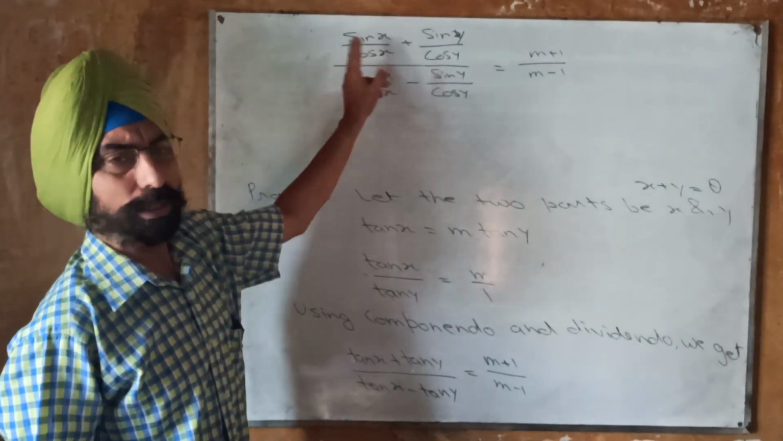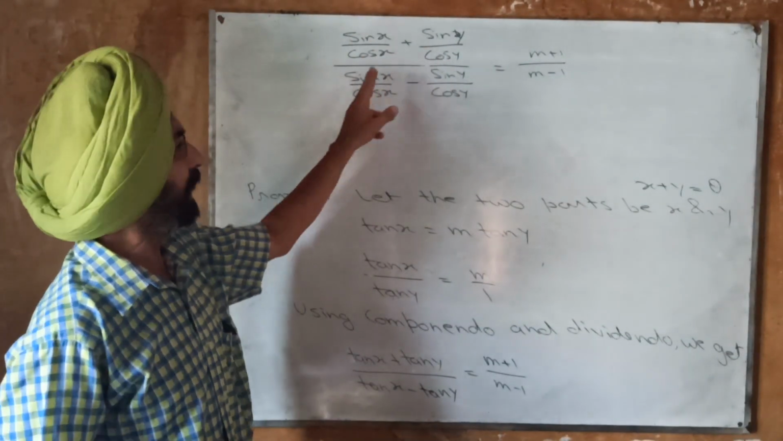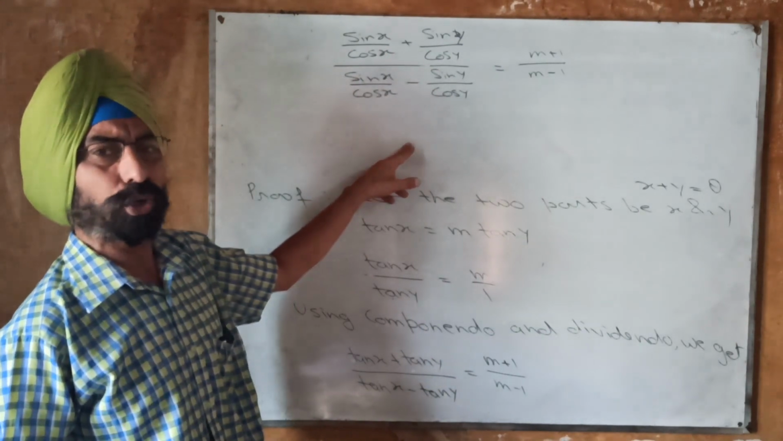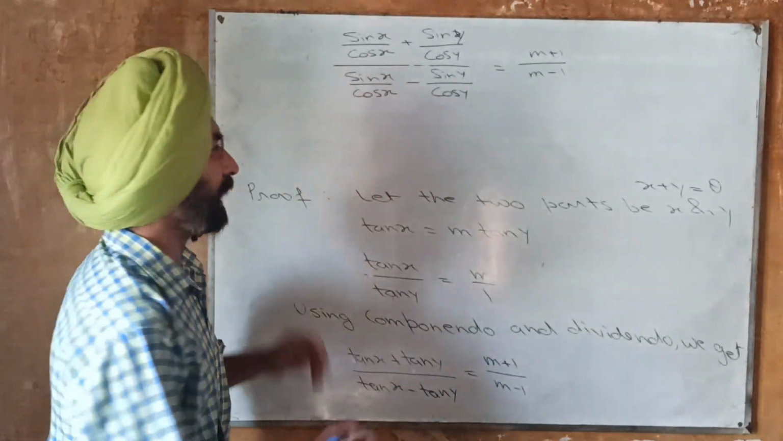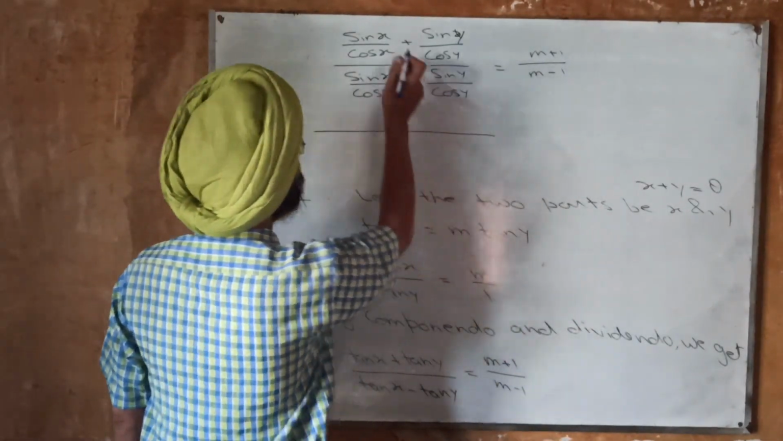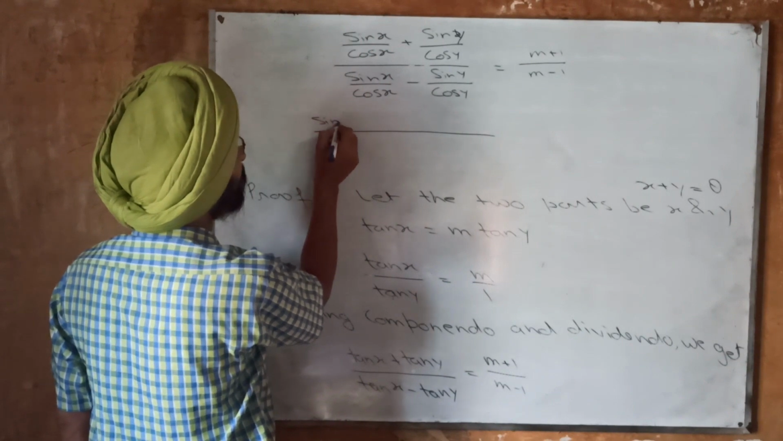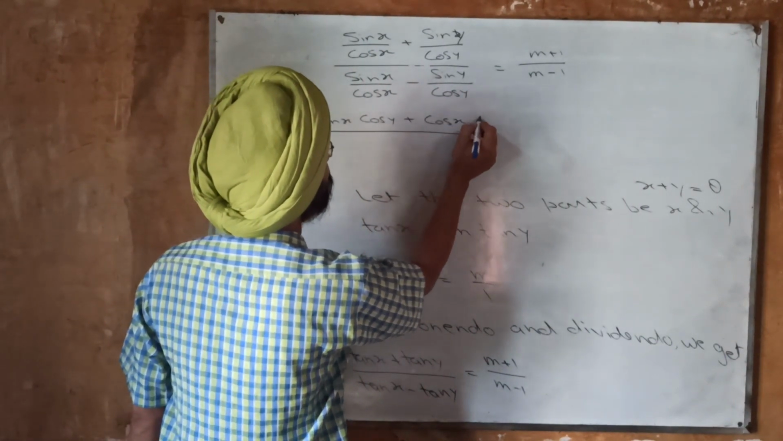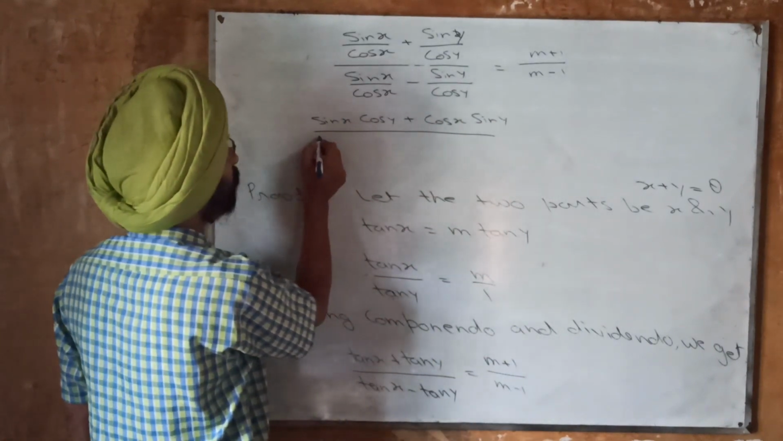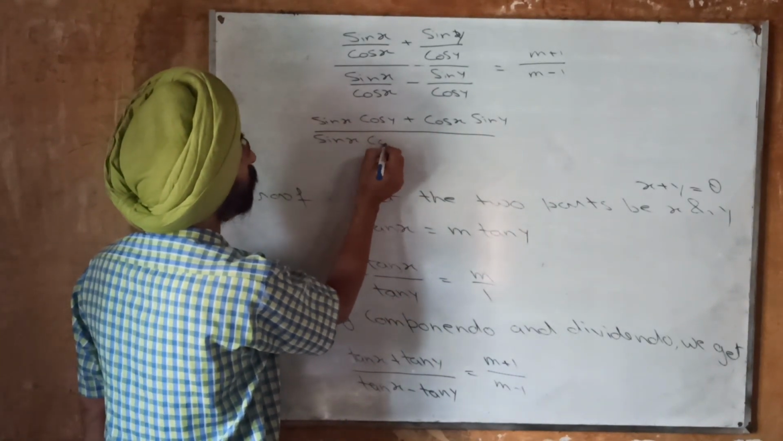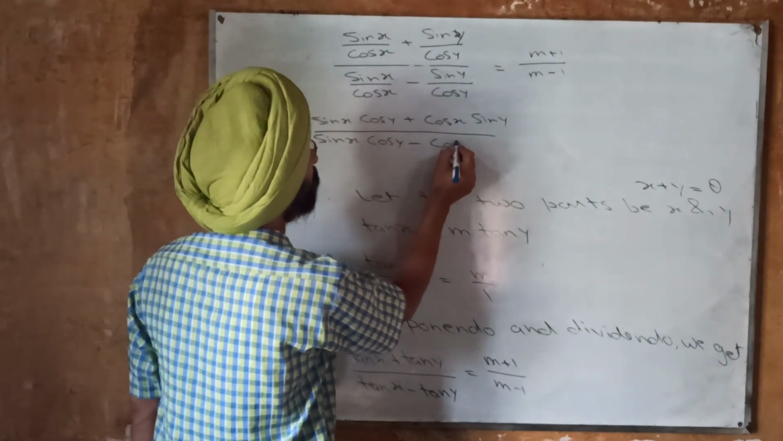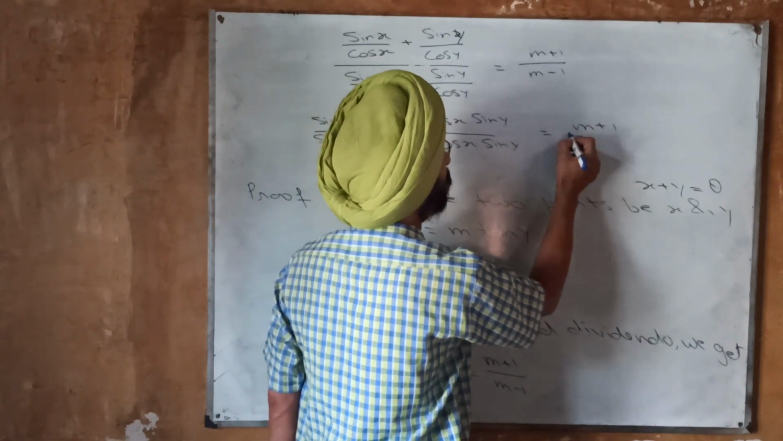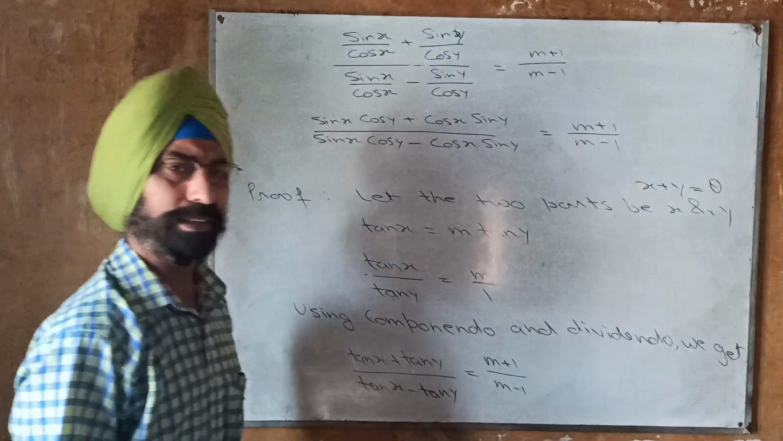Take the LCM of the two terms of the numerator and the LCM of the two terms in the denominator. Both the LCMs will be the same, cos x cos y, so they will cancel out, and you will be left with (sin x cos y plus cos x sin y) divided by (sin x cos y minus cos x sin y) is equal to m plus 1 over m minus 1.